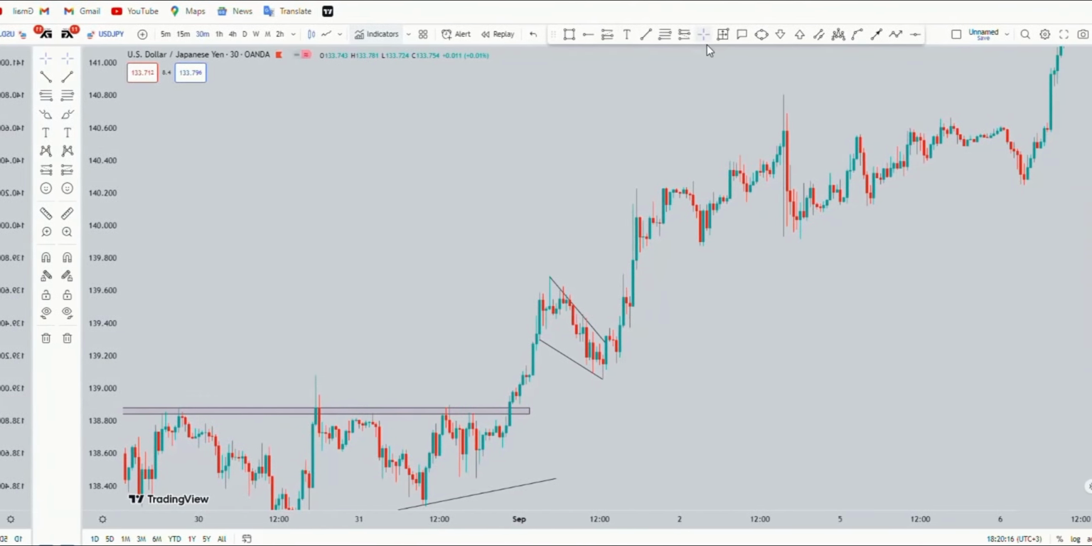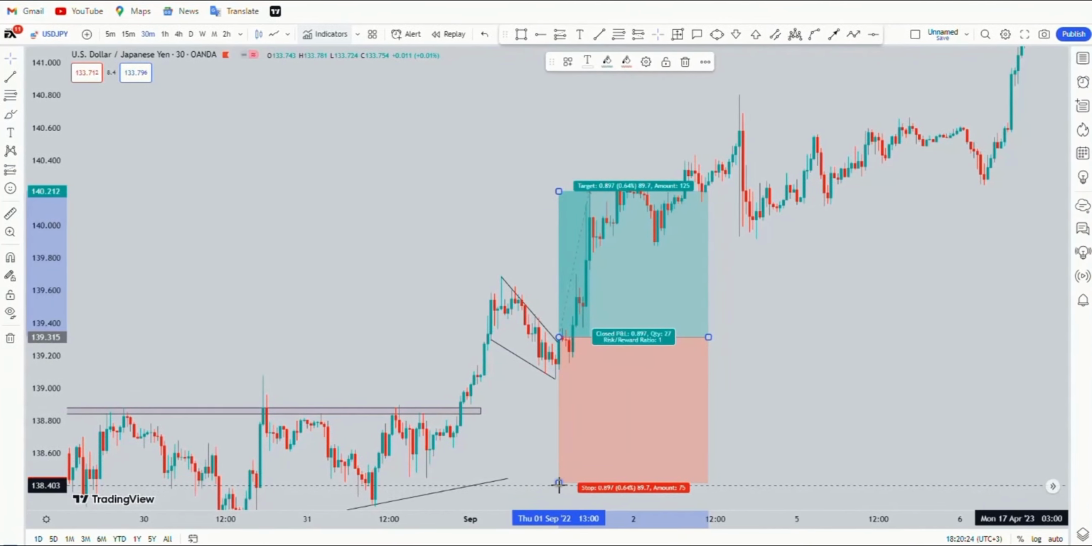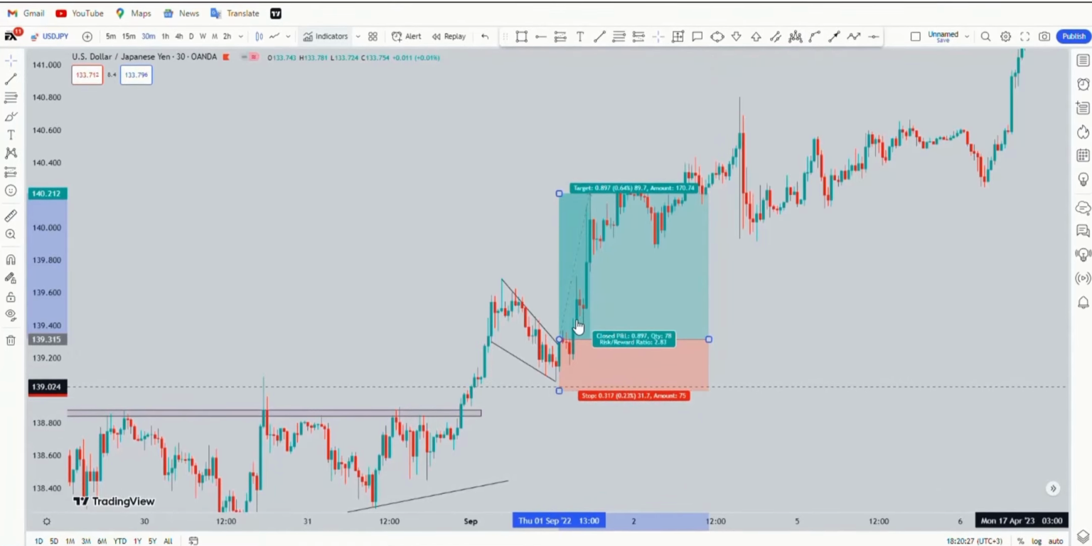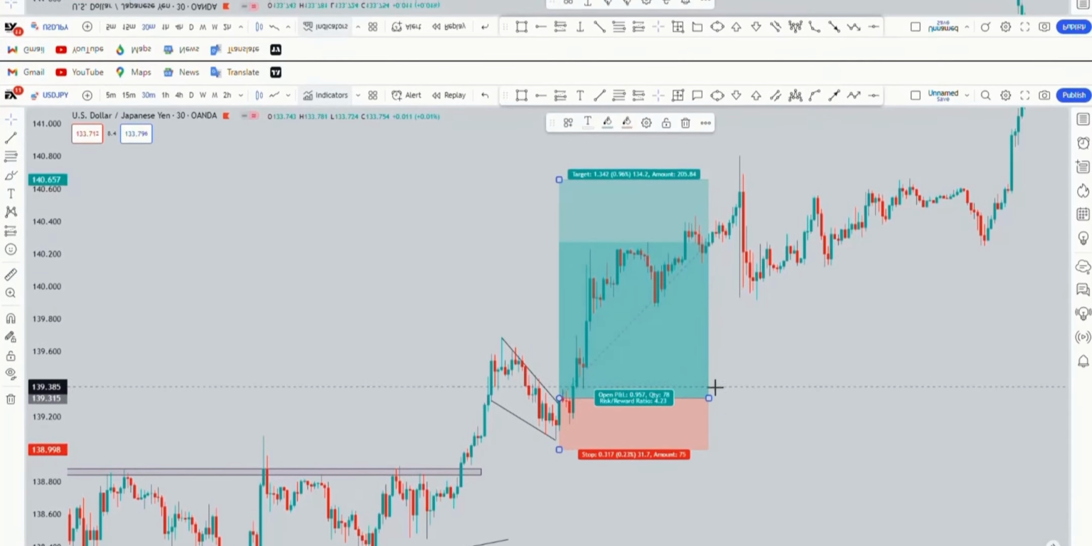We just take a trade on a breakout. It's just a continuation chart pattern. You take your trade, stop loss below, and you smash it all the way up.